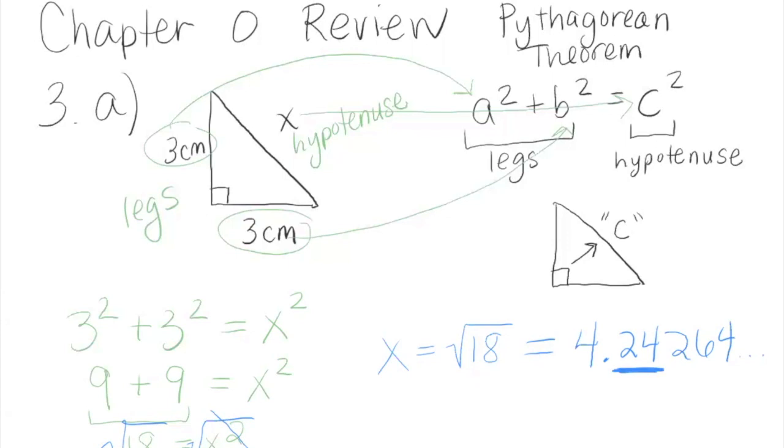we need to look at the third number to decide. If this number is greater than 5, then we will round up. If this number is smaller than 5, then we keep our 2 digits the same. And since the third digit is less than 5, then we'll keep the first 2 digits the same. So our final answer is 4.24. And since the original side lengths were in centimeters, I better add that as well.